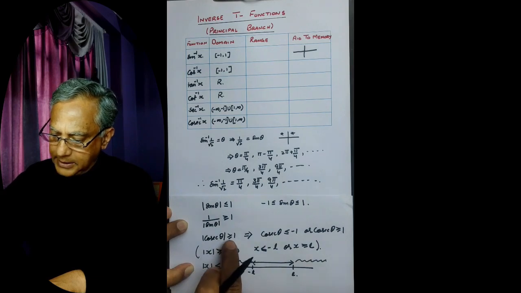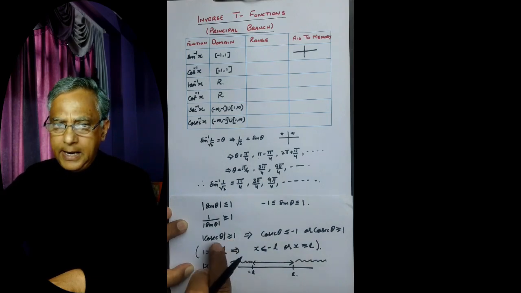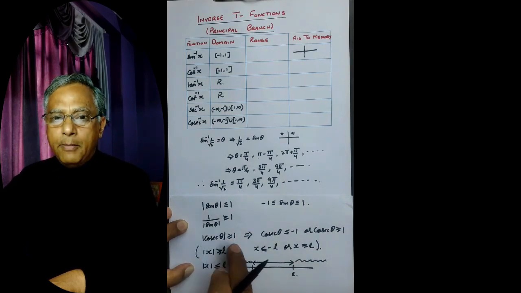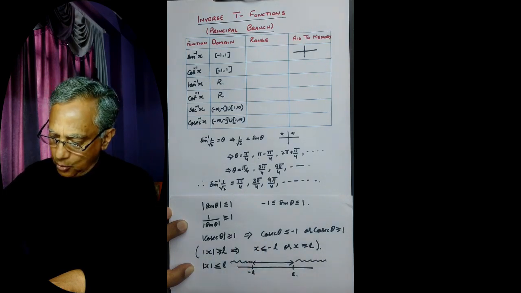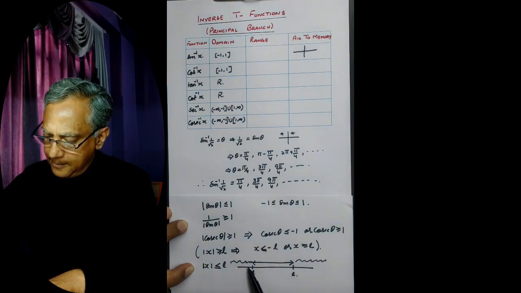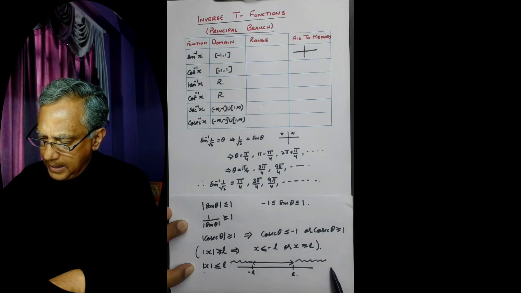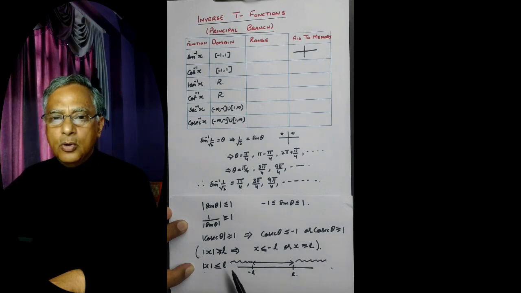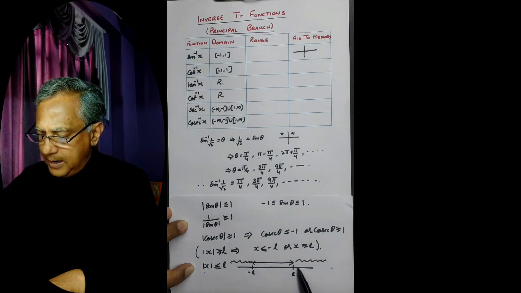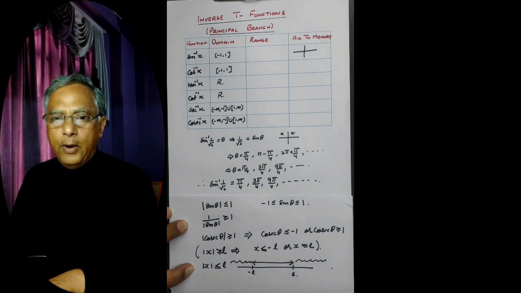So mod of x greater than or equal to 1 will mean values do not lie between minus 1 and 1. So values will lie in this interval and this interval. Less than or equal to minus 1 and greater than or equal to 1.